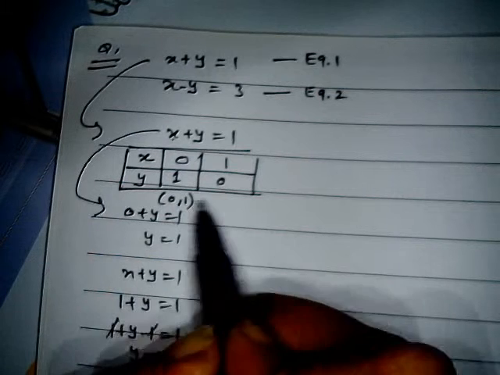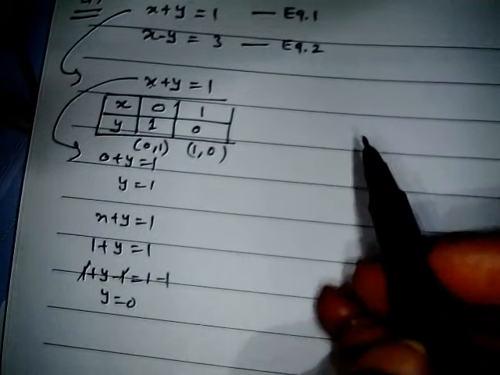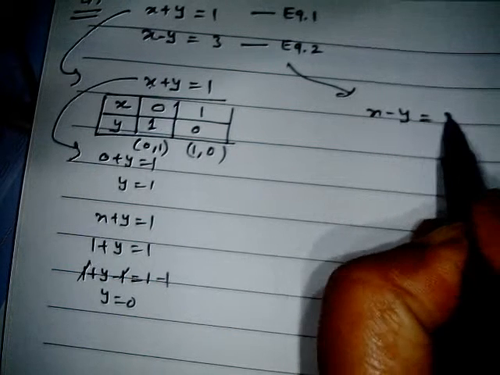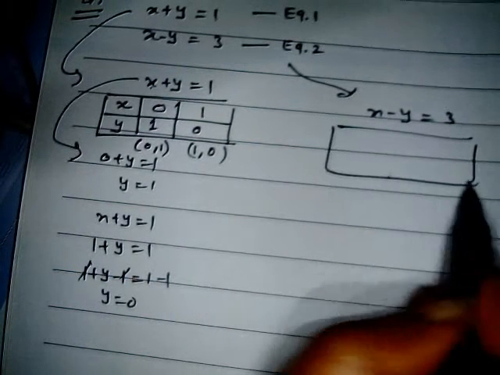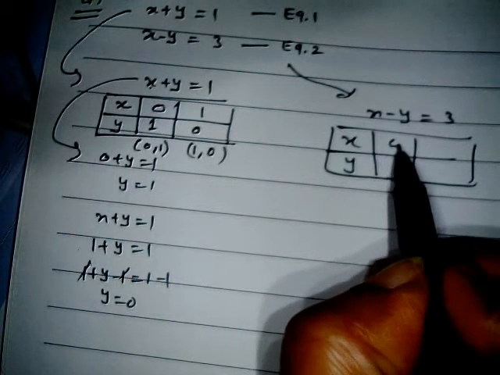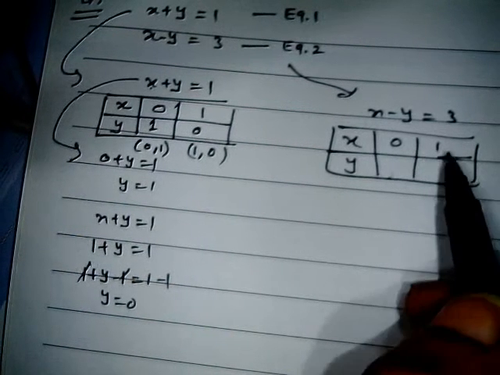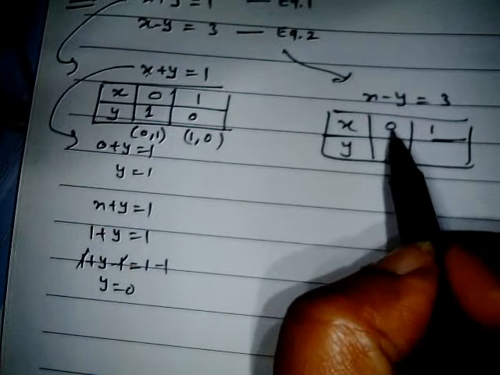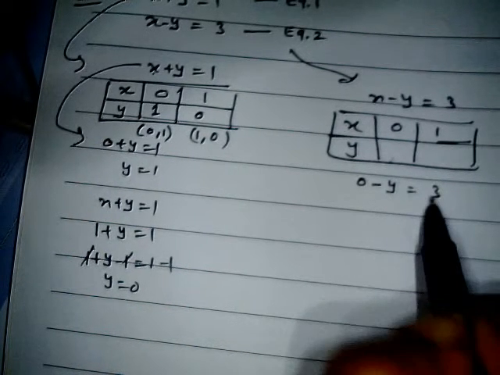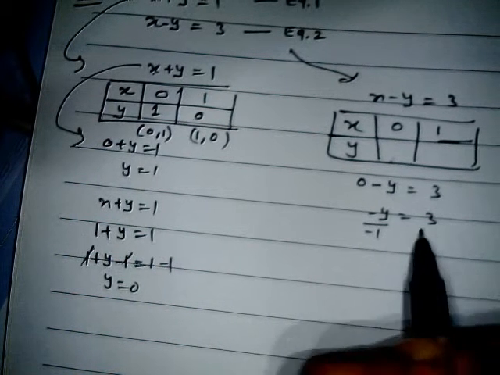Now in a similar way I need to solve the second equation, x minus y equals 3. For this equation also I am going to choose 2 points, 0 and 1. You can choose any point, it doesn't matter, but I always prefer 0 and 1. Now I plug in 0: 0 minus y equals 3, so negative y equals 3. To remove this negative sign I need to divide, so y equals negative 3.